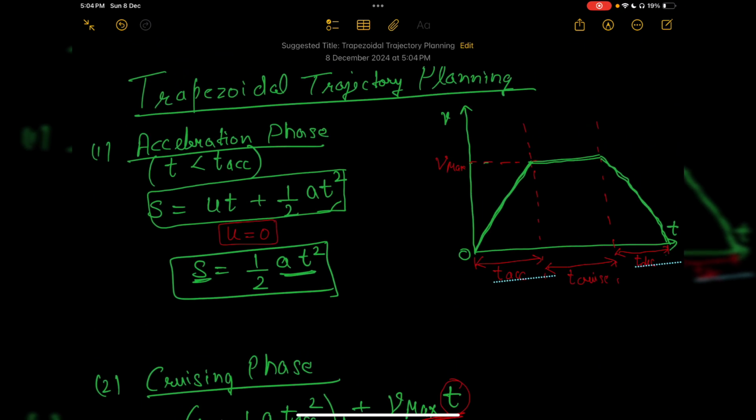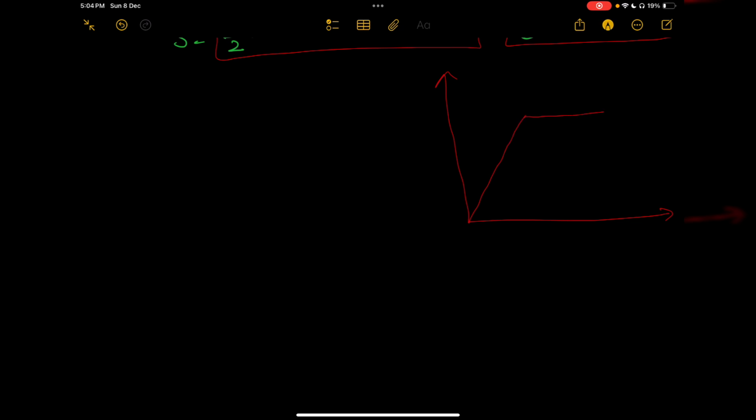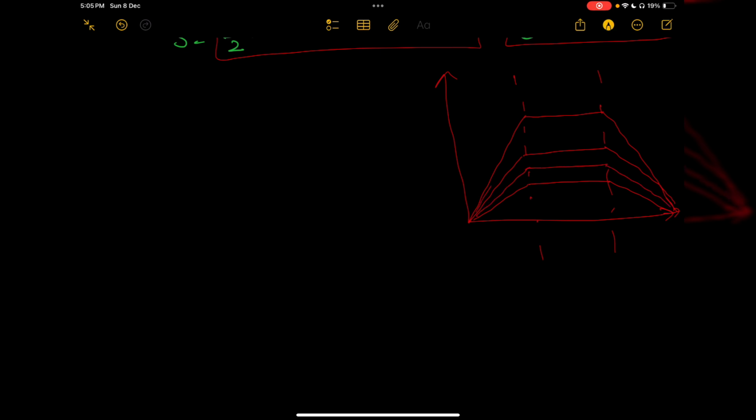But now, how to do it for different joints? For example, we have 6 joints. If the joint with the maximum distance is following this profile, then the other joints have to fit inside this profile only. The time for each phase will be the same, so each joint has to fit inside this profile. In our case we have 6 joints, so all 6 joints have to fit inside this profile, like this.